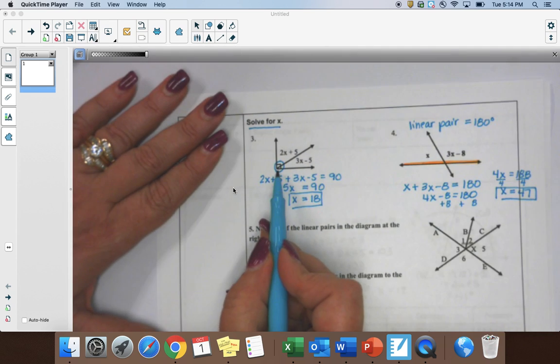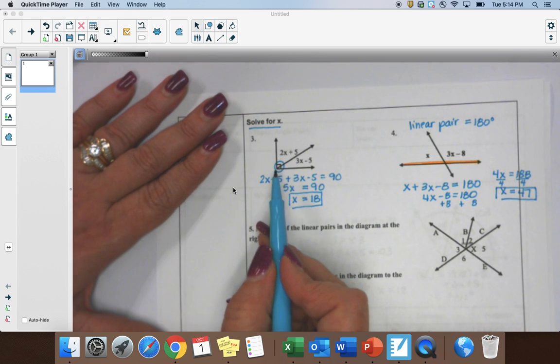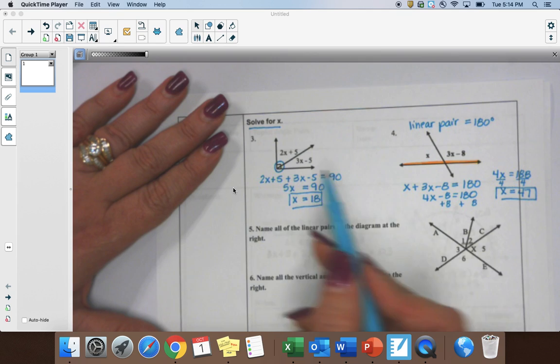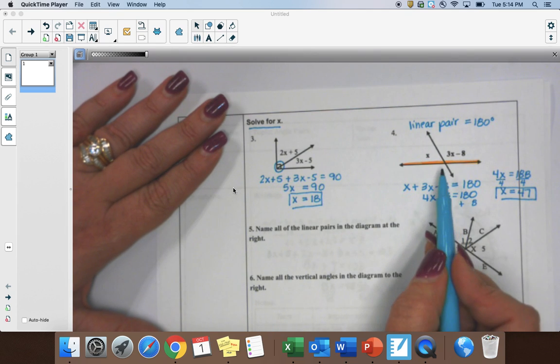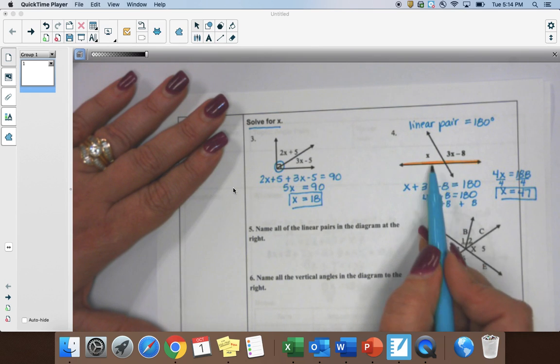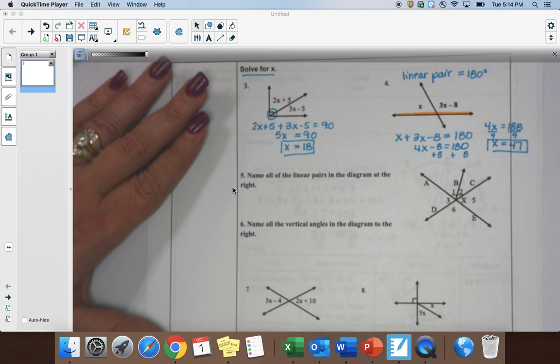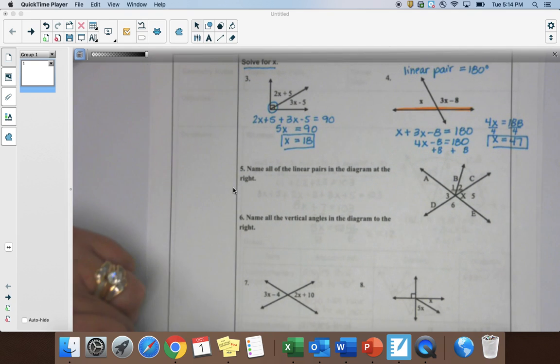So we've got 90-degree angles here. They're complementary, or they're right, or they're perpendicular, or they're 90 degrees by this little box. So that's one way we can tell you that they're 90 degrees, or we can say they're supplementary, or we can give you a picture where they're a linear pair. This is something that you're going to want to watch for a lot in the types of problems that we're going to be doing. Number 5 says to name all of the linear pairs.